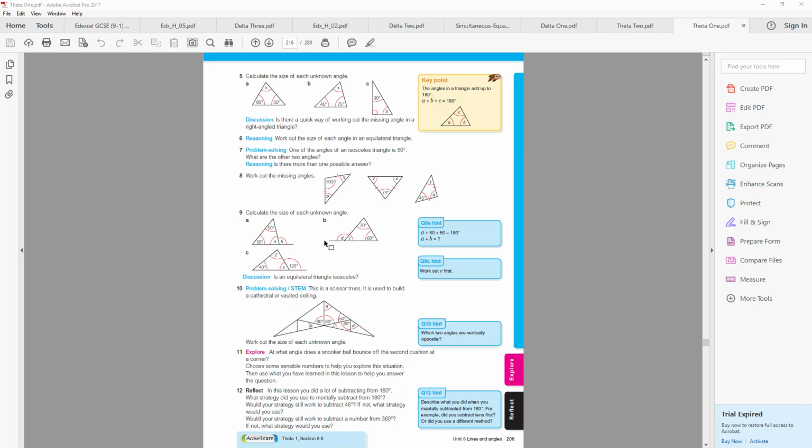Now remember, when you're working on angles in a triangle, they add up to 180 degrees. Triangle 180, quadrilateral 360. Triangle 180. Right. Good luck.